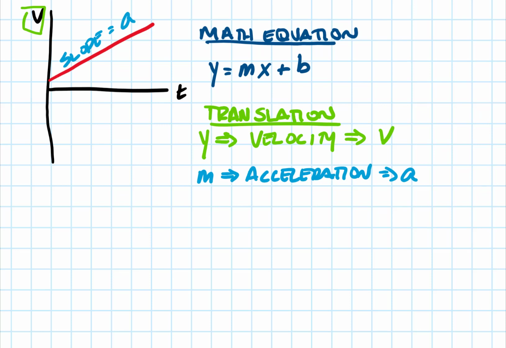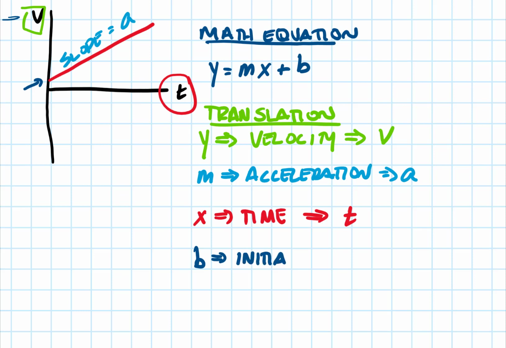The next thing we have is the x value. Looking at our graph, all of the x values are time. So we're going to translate that to a t. And then the last thing we have is the y-intercept. That's my y-intercept. But here, that y-intercept is a special kind of velocity. It's where we start. It's the initial velocity.